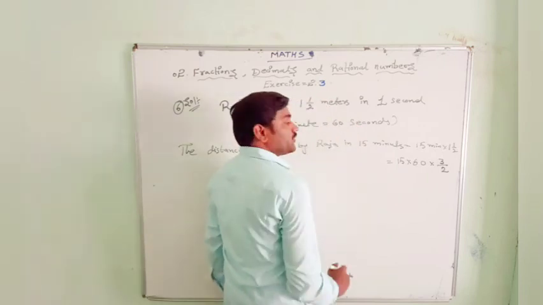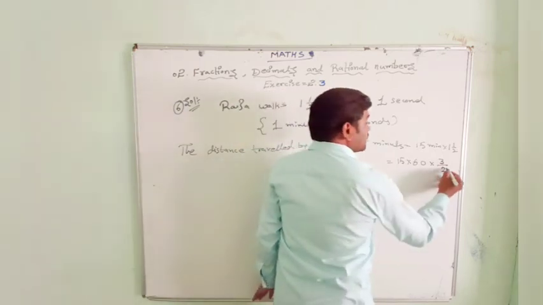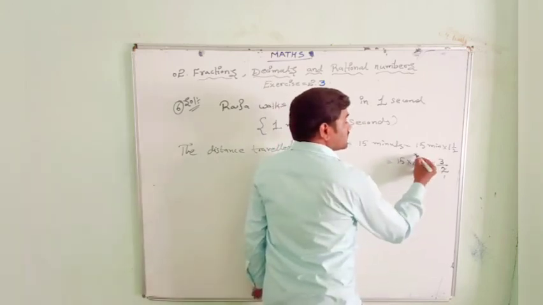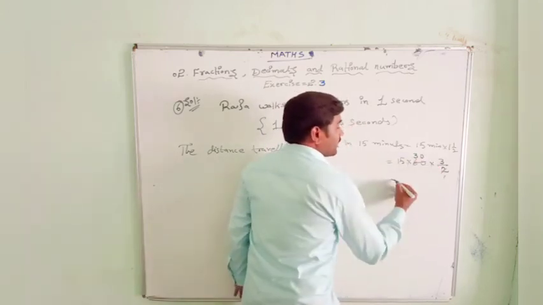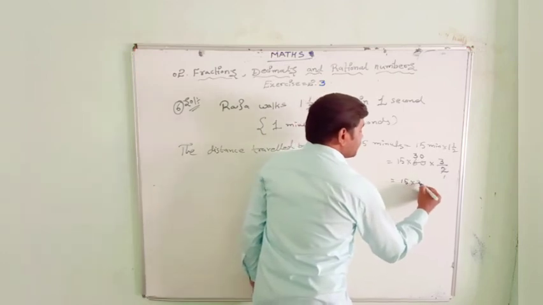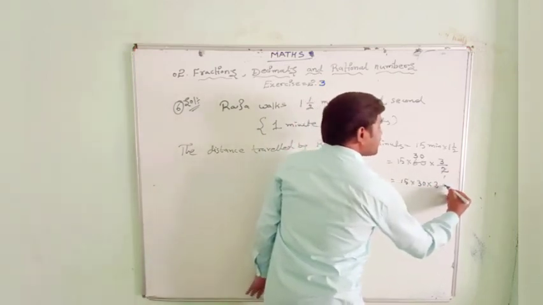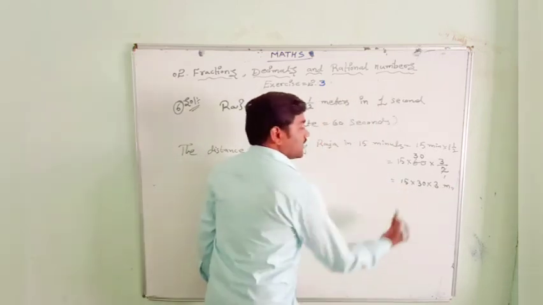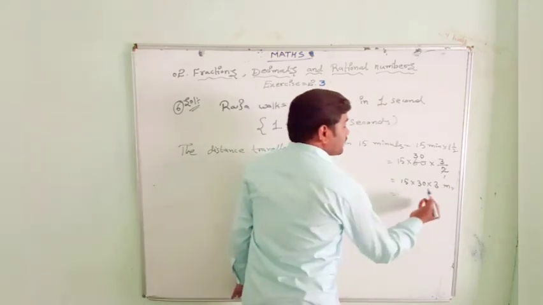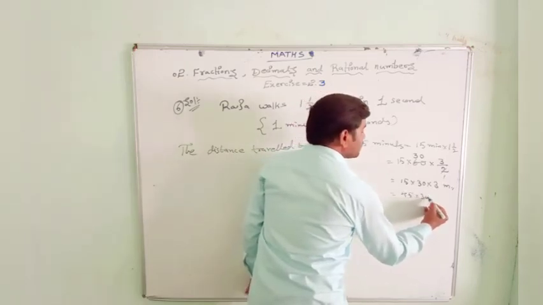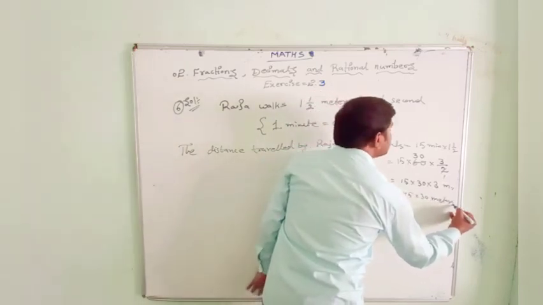Okay, let us do it here. Simple. Here 2 ones are 2. Here 2 threes are 6 and 0. That means here 15 into 30 into 3. Okay, what will we get here? Meters actually. Let us find out now. Here 3 into 15, 45 into 30 meters.